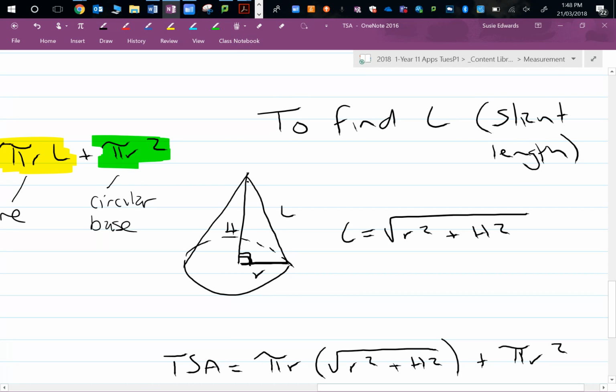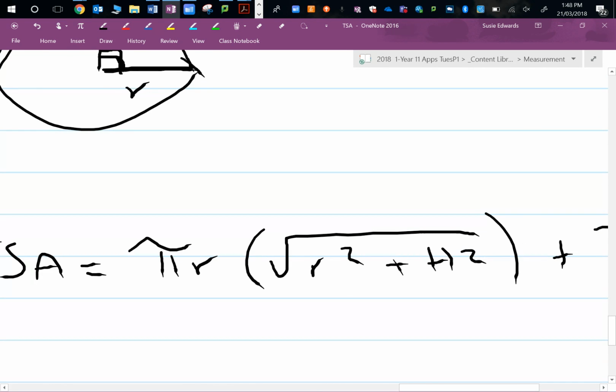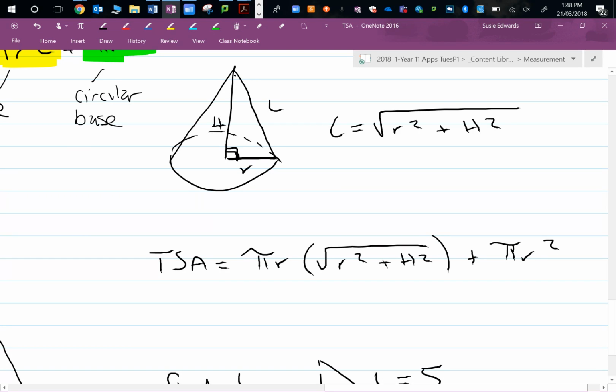Because we know that, we can make up a formula which gives us the slant height. Instead of writing slant height or L, we can write the square root of r squared plus h squared. So this is our formula without the slant length. Total surface area equals pi r brackets square root of r squared plus h squared, this is the slant height, the hypotenuse, plus pi r squared. Can you write that bit down, please? Because that's the other one. If you don't know the slant height, that's the formula you'd use.